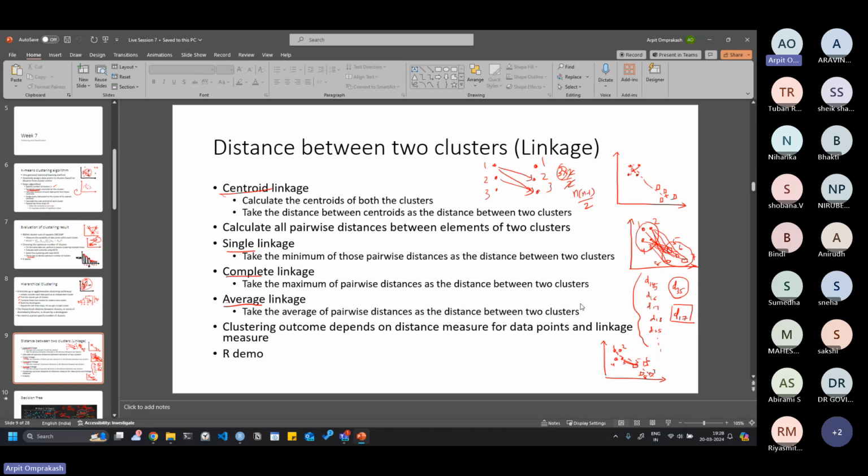Okay, so the outcome of your clustering will depend on the distance measure for data points, the Euclidean distance, Mahalanobis distance, Manhattan distance, or whatever you take, and the linkage measure that you take. So you should be careful while picking these values out for your analysis.